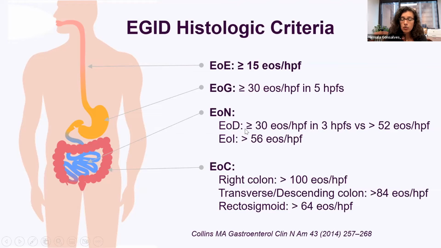In eosinophilic enteritis for the duodenum, the recommendation is over 30 in either 3 high-powered fields versus a higher number in just 1 high-powered field of over 52. In the lower intestine, it's over 56. And the colon has different numbers because the normal numbers of eosinophils in the colon vary by location. So on the right colon, we want over 100, and the transverse and descending colon over 84, and the rectosigmoid over 64. So this is a bit of a moving target as we develop those consensus guidelines, but right now, these are the recommendations in terms of that threshold.